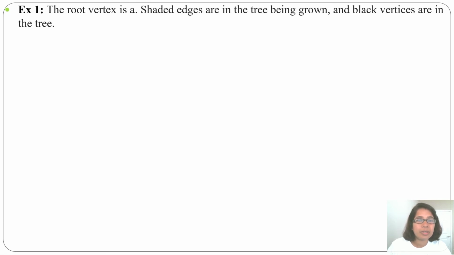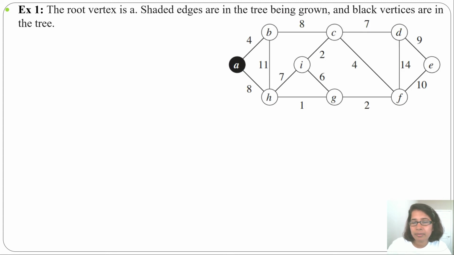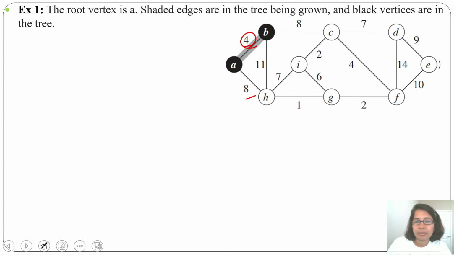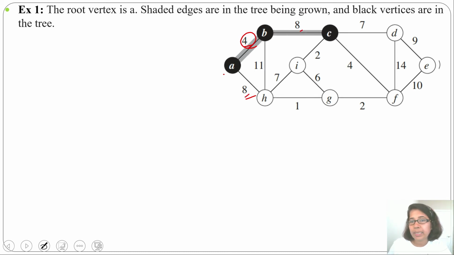Let's discuss one example of finding a minimum spanning tree using Prim's algorithm. Here the root is vertex A, the start vertex is given. Now with A, B and H are adjacent, weights are 4 and 8. 4 is the minimum, so we include B in the tree. Now with A, B, C and H are adjacent, weights are 8, 11, 8. 8 is minimum and there are two edges having weight 8. We can choose any one. Let me choose B, C. You can also choose A, H.